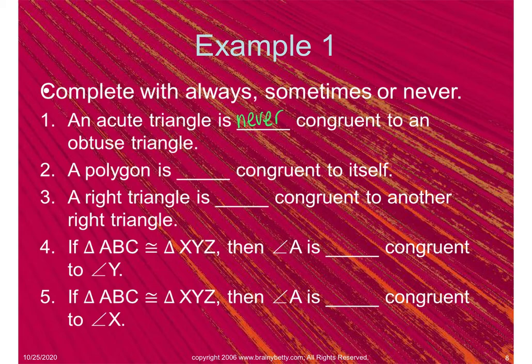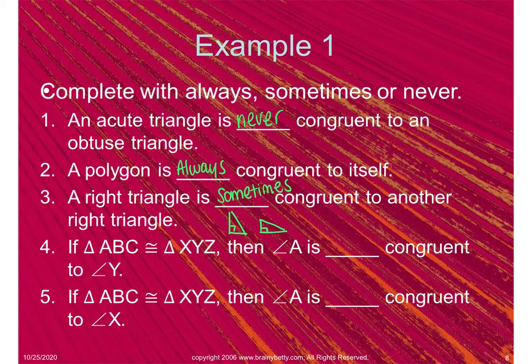A polygon is always congruent to itself because it has all the same parts. A right triangle is blank congruent to another right triangle. This one is sometimes, because you could have a right triangle that looks like this and a right triangle that looks like this. Both are right triangles, but definitely not congruent. Those are not the same figure, okay?